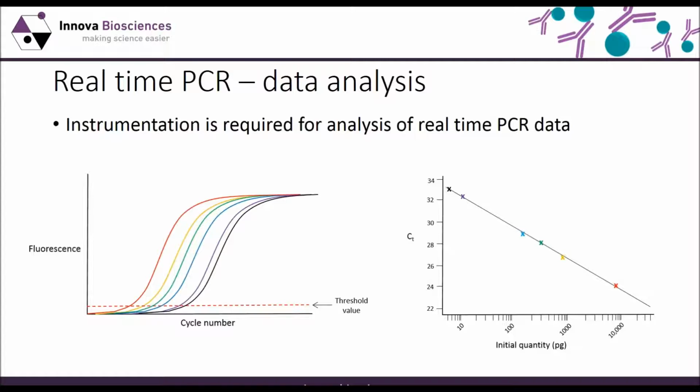The instrument software has then been used to plot the initial quantity of DNA against the CT values. The CT values of samples of unknown DNA concentration can then be related back to this set of standards to allow the concentration to be determined.